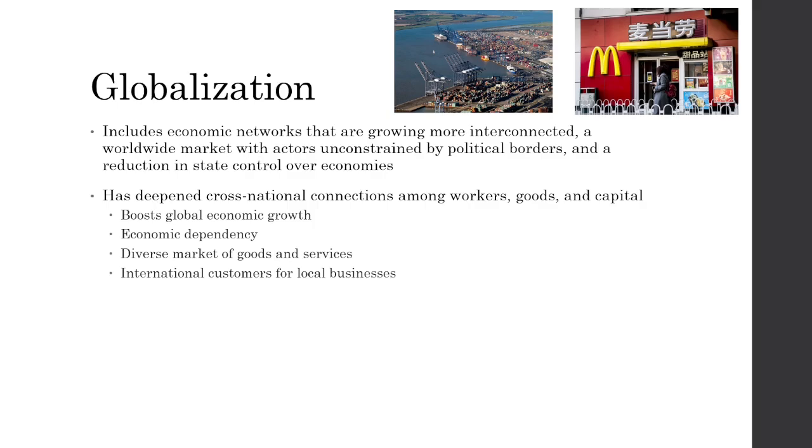We also have international customers for local businesses. So I can start a business in the United States, and I can have international customers. I can have people traveling here. They could be here as tourists, or they could have moved here. I could also be selling things online. That's a big part of modern-day globalization, is our innovations in communication technologies, particularly the internet.